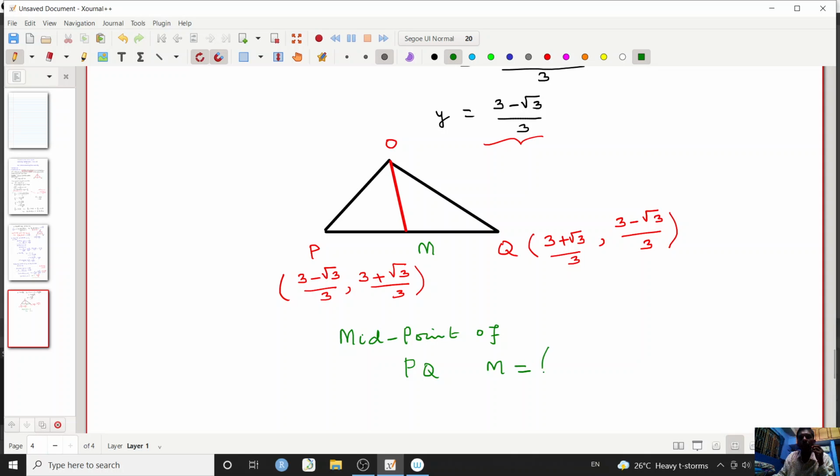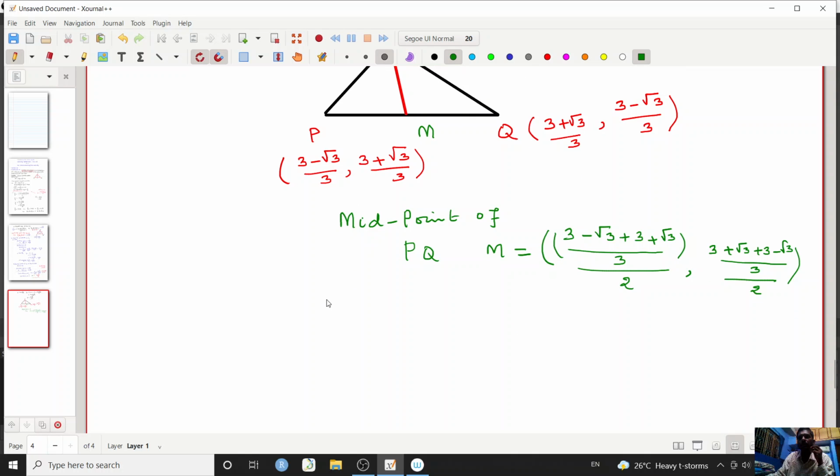M is equal to, you add these two x coordinates, 3 minus root 3 plus 3 plus root 3, by 2. So this is the x coordinate of M. Likewise, 3 plus root 3 plus 3 minus root 3, by 3, by 2. This is the y coordinate of M.